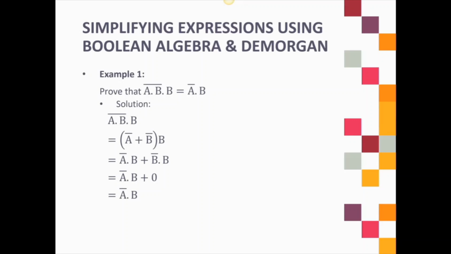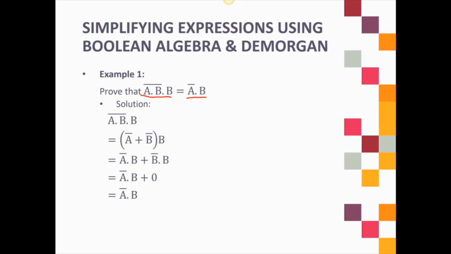Okay, examples of how you can simplify the expression by using algebra and also DeMorgan. So we will look at 3 examples. The first example: you need to prove that (A and B bar) bar and B is equal to A bar and B, right? Below is actually the solution.